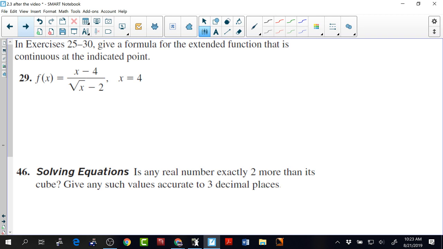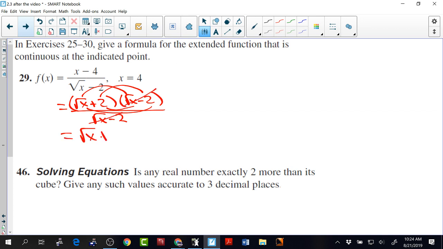As long as it's minus, we can make anything into the difference of two squares. We can make this into the square root of x plus 2, square root of x minus 2, over square root of x minus 2. If you FOIL that out, you're going to get x minus 4. That would be x. The outside and the inside would cancel each other out, and the last would be minus 4. So now these cancel out, square root of x plus 2.